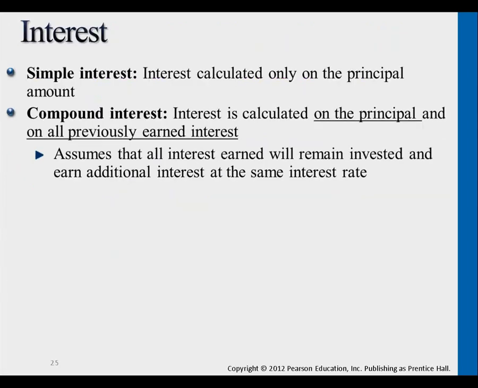All right. So simple interest calculates only on the principal amount. Compound is on the principal and on all previously earned interest. All right? So let's look a little bit closer at the compound interest. We assume that all of the interest that we earned will stay invested, okay? And whatever additional we're earning, like we just said, it's still 10%. It's the same interest rate.